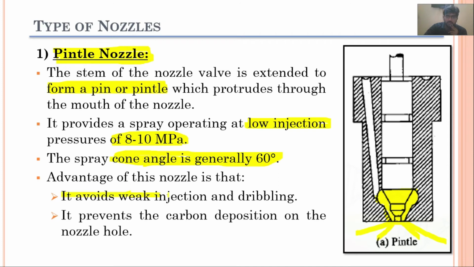So what are the advantages? It avoids weak injection because of these higher spray cone angles. And not only will it avoid weak injection, it also avoids dribbling as well. I mentioned dribbling earlier. What is dribbling? Dribbling is basically, for example, if you have an old tap at your home, you can see that even if you have closed the tap, some amount of water will still drop from this tap. This is basically called dribbling.